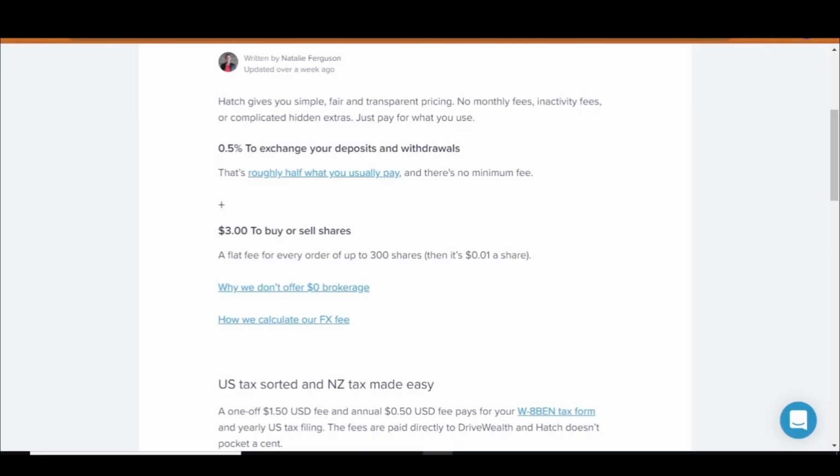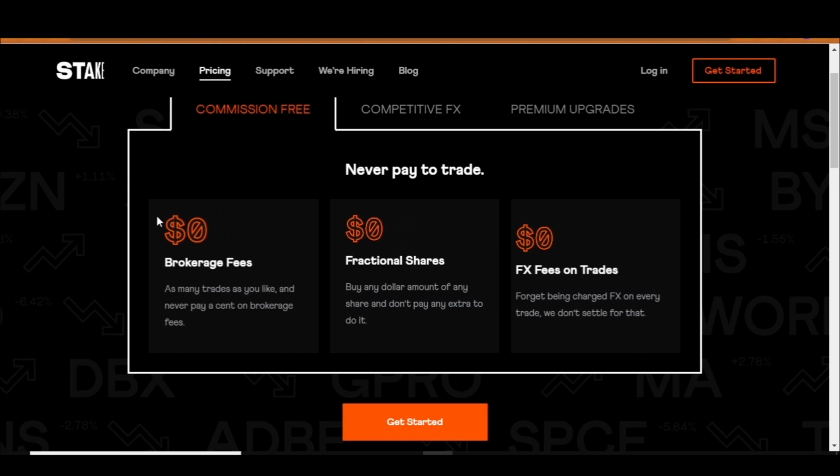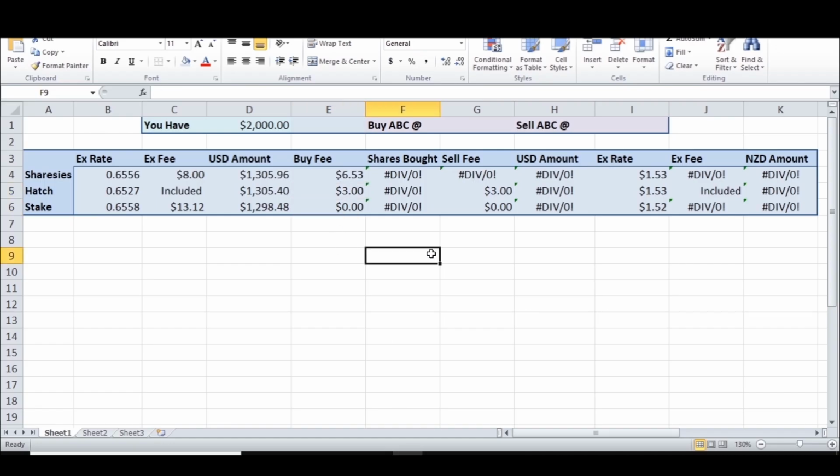And if you have a look at Stake, this is where they really stand out and shine. They have zero brokerage fee, so you can buy and sell as many times as you like. So if you come back to our table, I just put down 0. Now let's say you want to buy a company called ABC. And let's just say ABC is trading at $500 per share.